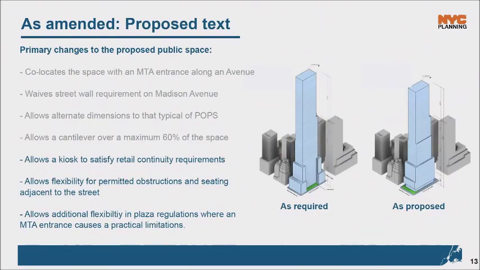So we've just discussed the first 4 points in this list that summarizes the text amendment. In addition, the amended proposal would allow a kiosk to activate the space in lieu of retail continuity requirements, allow for flexibility in how seating and permitted obstructions such as planters are laid out along the Madison Avenue street frontage. And it would also allow for additional design flexibility related to difficulties associated with the MTA entrance, and it would do this via the mechanism of a chair certification.